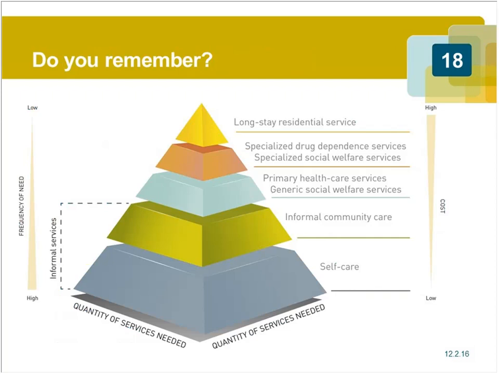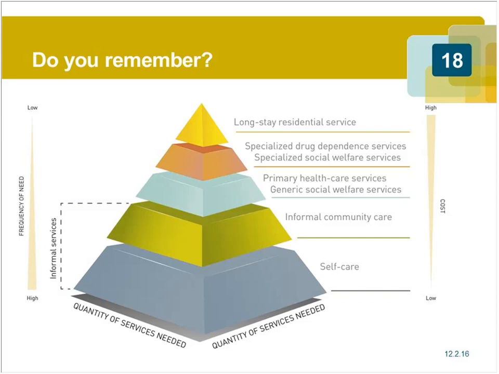Then we have primary healthcare services, where the majority of the initial problems or less severe cases of substance use disorders can be treated, or at least addressed. Then we go to the specialized level at the top of the pyramid, which can be integrated into mental health services, outpatient services, or specialized drug treatment services, within or outside the health system.